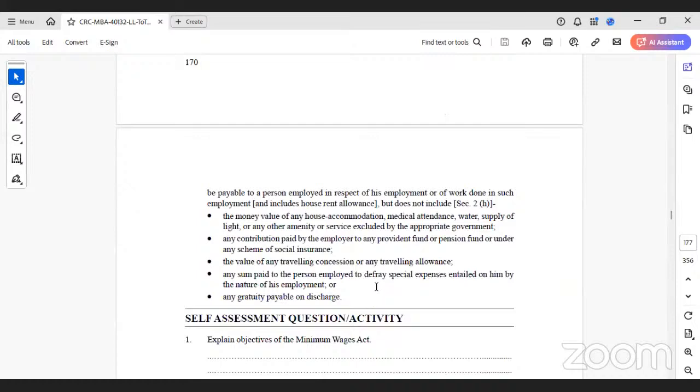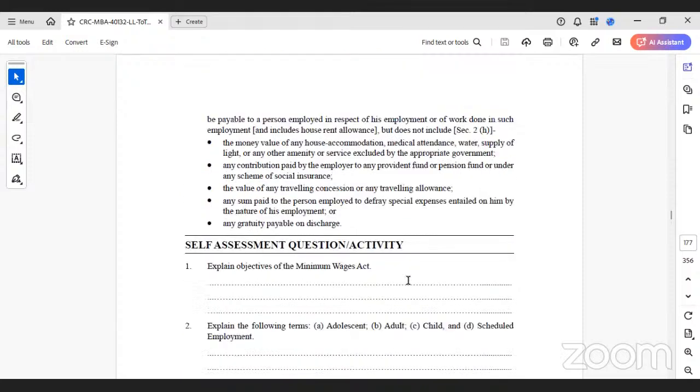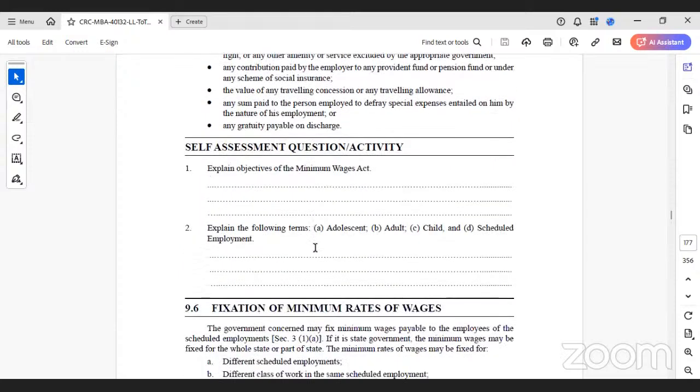And wages means the remuneration capable of being expressed in terms of money. That will exclude any contribution paid by the employer to the provident fund, the value of any traveling concession, any sum paid to a person employed to defray special expenses, and the gratuity payable on discharge. So these are the things which will not be included in the payment of the wages.